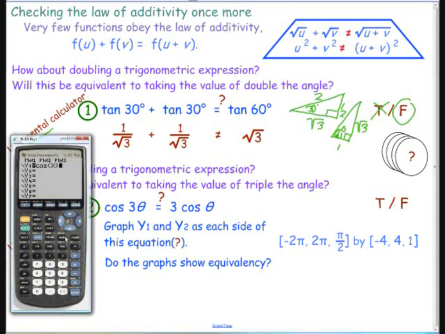So let me put in cosine x for the first one, and then, oh, no, go back up. Cosine 3x for one side of the equation, and then I'll try graphing 3 cosine x. Now we say if these are actually equivalent, then the graph of this side and the graph of this side should look exactly the same.